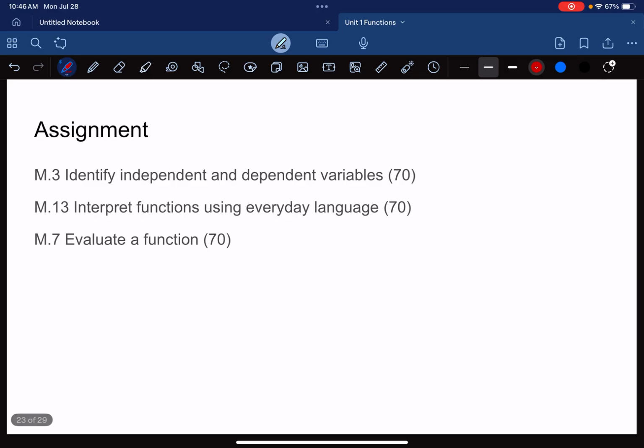All right, so you're going to find that in IXL, there are 3 assignments: identifying independent and dependent variables, interpreting functions using everyday language, and then evaluating. So they should follow examples very, very closely that we did together now. And it looks like you need a SMART score of 70 on those.